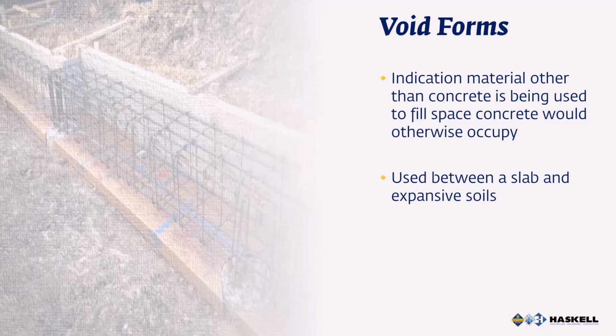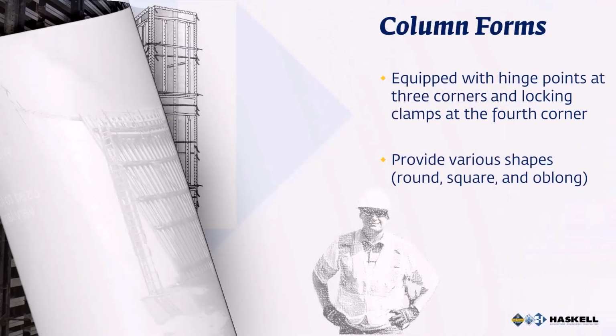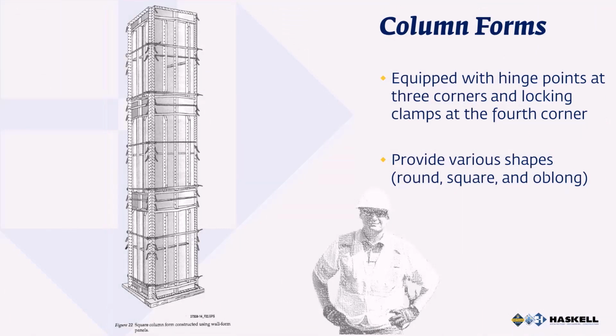Panel forms are manufactured from either wood or metal and are assembled on site. As shown on this slide, they are typically used to form very large walls. As depicted in the figure on this slide, rectangular column forms are often assembled using smaller panels that may also be used for walls. However, there are also dedicated column forms equipped with hinge points at 3 corners and locking clamps at the 4th corner. Steel column forms can provide various shapes including round, square, and oblong.